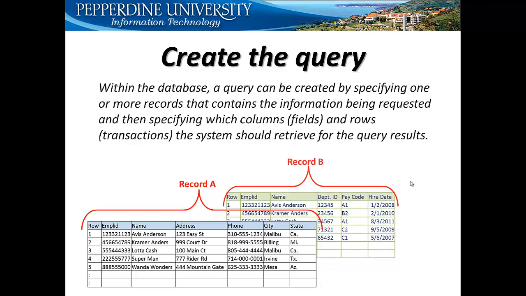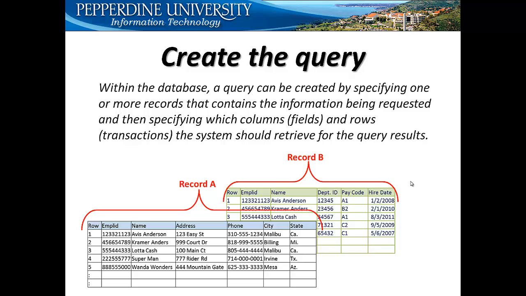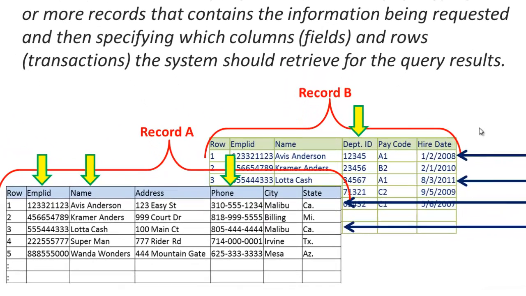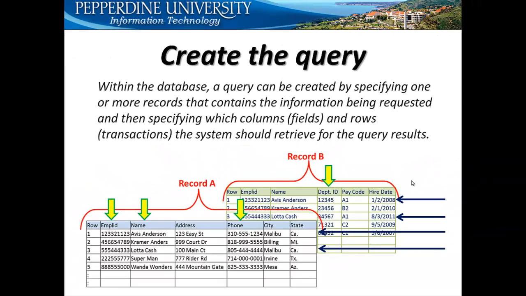Within the database, a query can be created by specifying one or more records that contains the information being requested, and then specifying which columns and rows the system should retrieve for query results. Those would be fields and transactions. If you notice, the original record, Record A, does not have the employee's department ID. Consequently, our query will include another record, Record B, to obtain that information. Then we run the query and obtain the results.